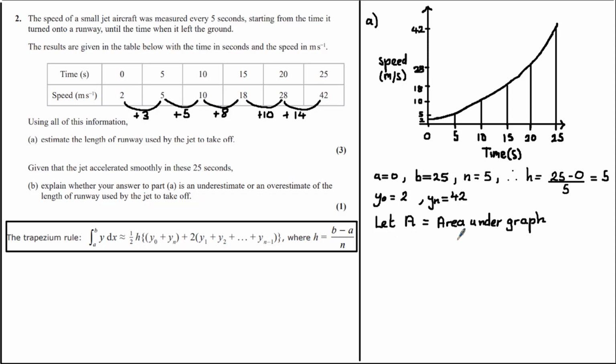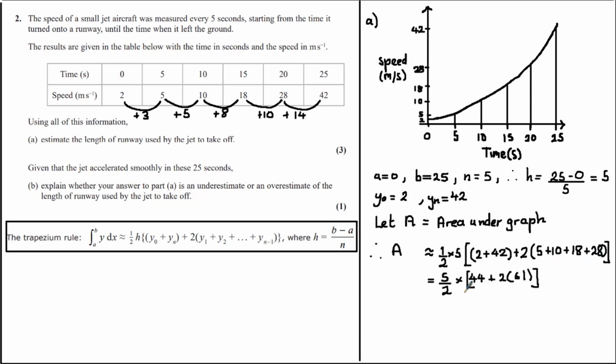If we let A be equal to the area under the graph, then using the formula, A would be approximately equal to a half times 5. That comes from the half times the value of h that we found. And this would all be multiplied by y sub 0 plus y sub n, which is 2 plus 42, plus 2 multiplied by the sum of all of these values. And all of these values here are just the remaining y values in the table. So plus 2 times 5 plus 10 plus 18 plus 28.